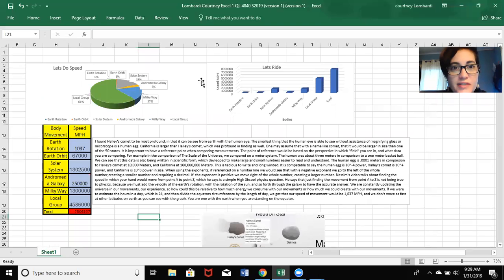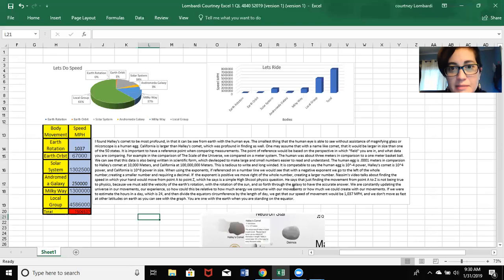We also watched a video that Nassim talked about the speed in which your hand would be moving from point A to Z, which he says is a simple high school physics problem. I don't know. I didn't take physics in high school, and I don't plan on taking physics now. My husband studies physics, and he loves it, and he talks to me about it a lot, and I try to understand it. And this video actually got me excited, and I want to watch the whole thing with my husband so that I can understand a little more what he is talking to me about and showing me when he's doing his homework, because it is another language to me.